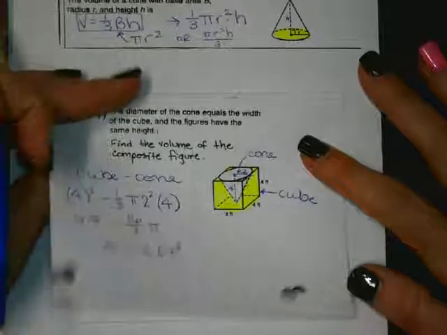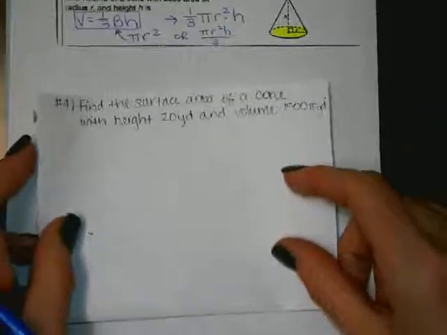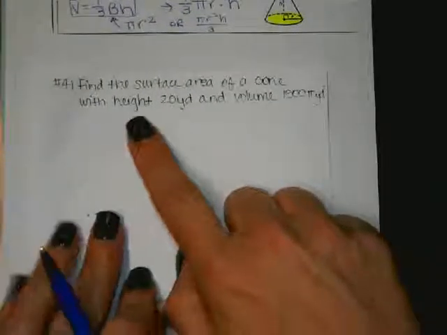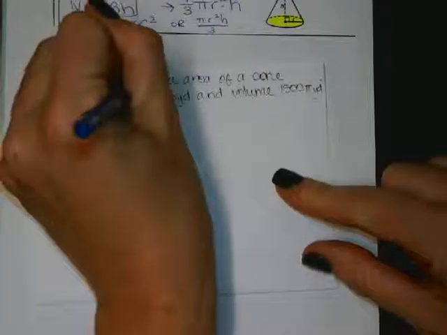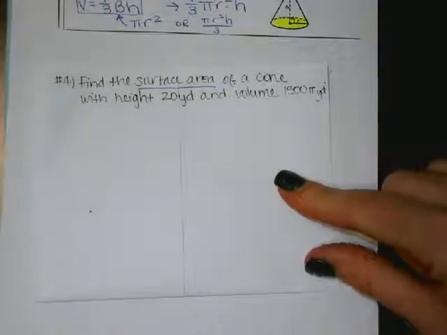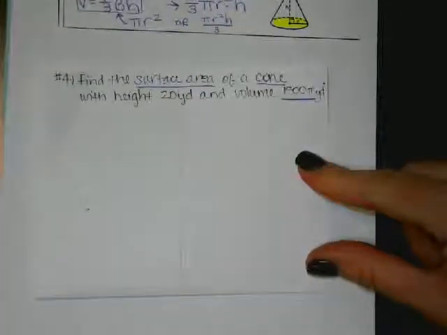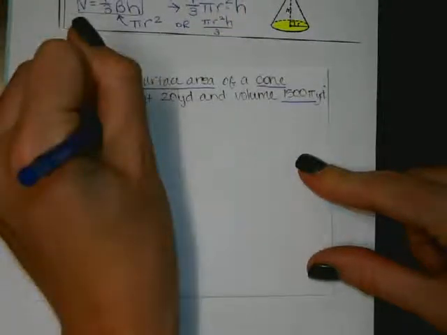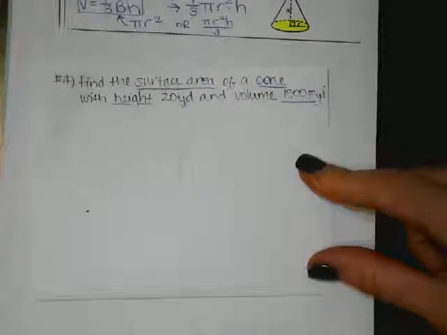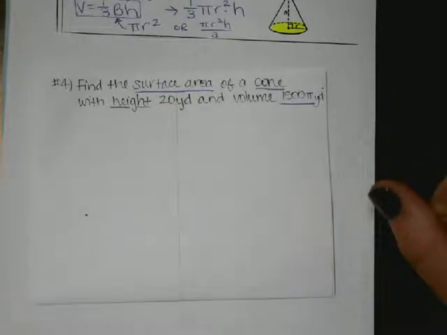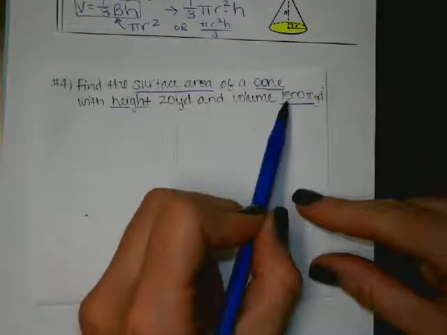Don't forget, you do need to work on number 4. Kind of a little challenge. This time they're asking you for surface area. You're talking about a cone, and they gave you the volume. So you will need to work backwards. They also gave you the height. This is the actual height, not the slant height. So do a little backwards.